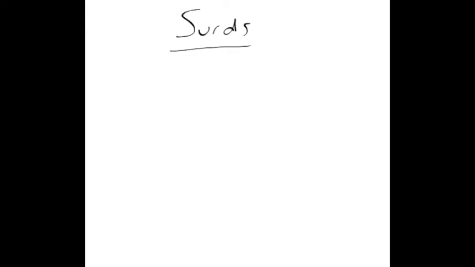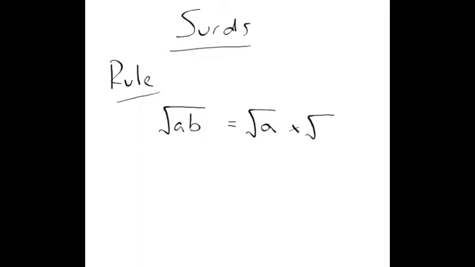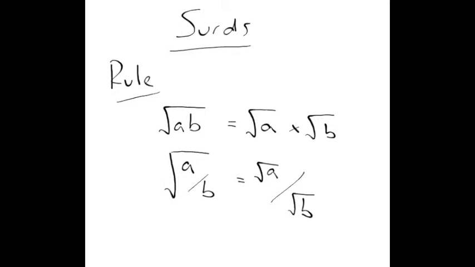Two things we need to know about surds. Basically, a surd is an irrational number in the form of a root. The rules: we've got the square root of a times b is the same as the square root of a times the square root of b. And we've got the square root of a divided by b is the same as the square root of a divided by the square root of b. We're going to use these two rules. We're going to see how they get put together.